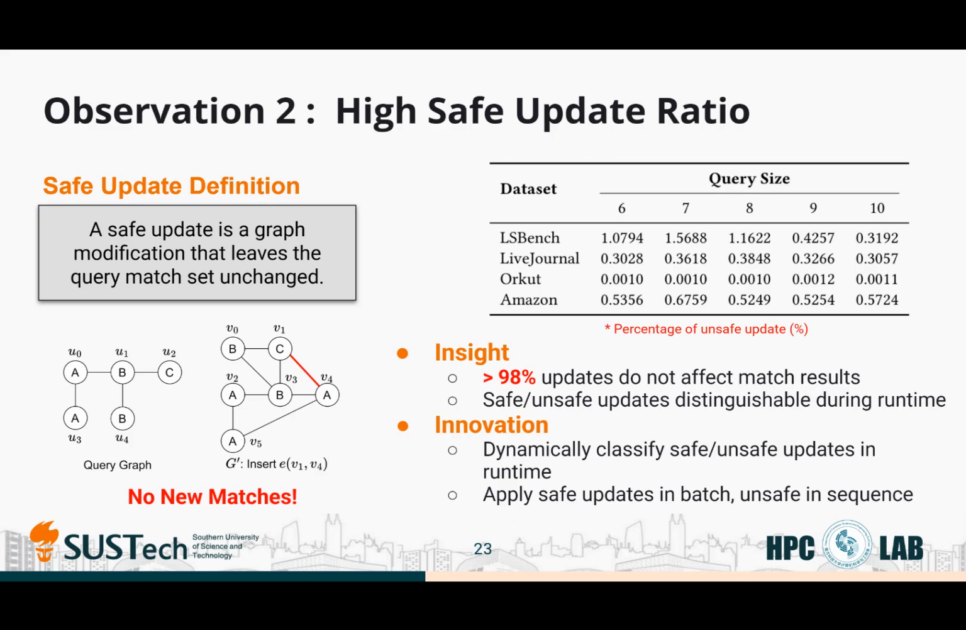And we show that in most of the datasets and query graphs, the safe update ratio is very high. As the table shows, the unsafe updates inside the datasets only make up about 1% of the whole update stream. So by doing that, we can try to merge most of the safe updates into batches for processing and increase the throughput of our system.